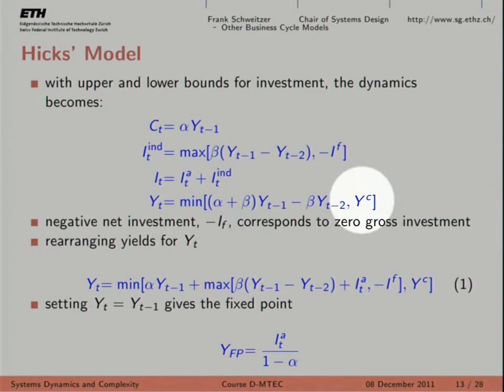Now, what could be an economic reasoning for introducing a ceiling on the economic activity? What do you think? You have a fixed amount of capital in some period of time, so you cannot produce. You have some structural limitation in one period. Yes, so yeah, basically that's the economic reasoning.